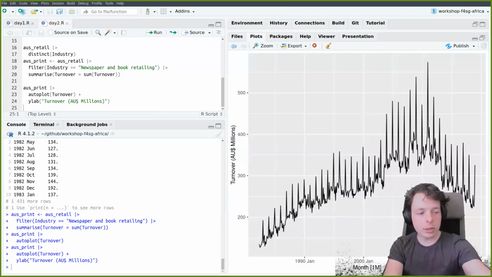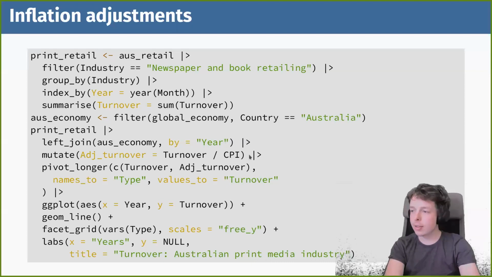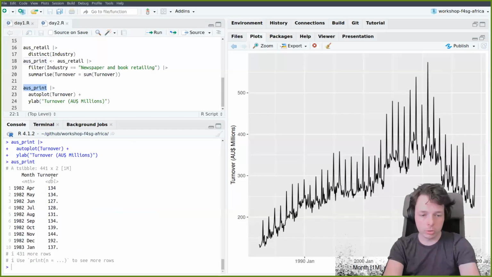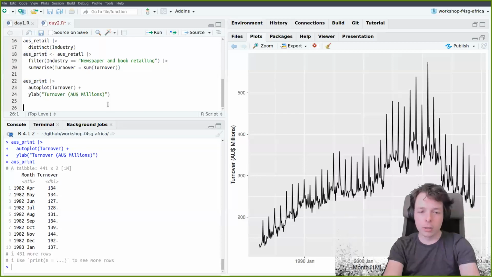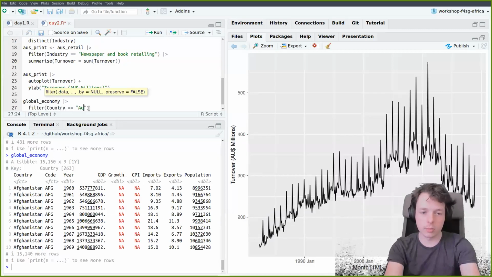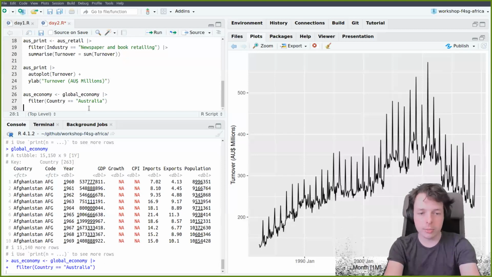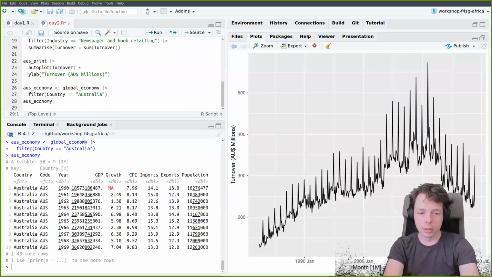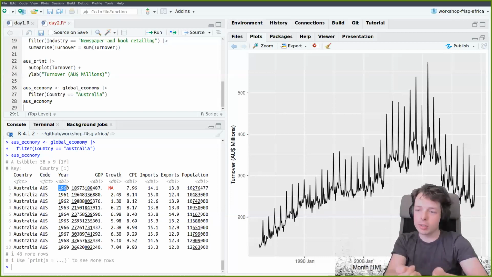For this, it's useful to do a transformation using CPI. So you can see the CPI here, we've divided by that. But this data set doesn't have CPI. Remember, our AusPrint data set just had turnover. So this is where it's useful to use multiple data sets. Here I have global economy, and if I filter out Australia, and I'll save this as Aus economy, I've now got my single country for Australia. You can see that we have the CPI information from 1960 onwards. So it'd be nice if we could join these two data sets together in order to get a nice consistent estimate for the real value of the print media industry.